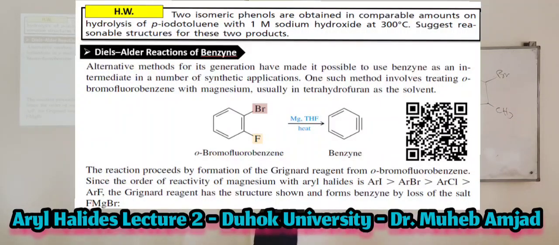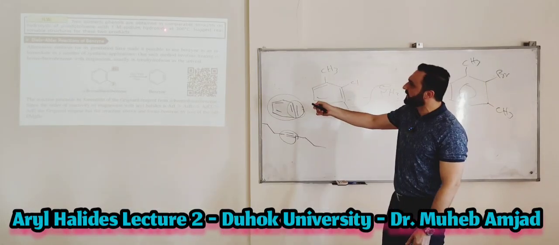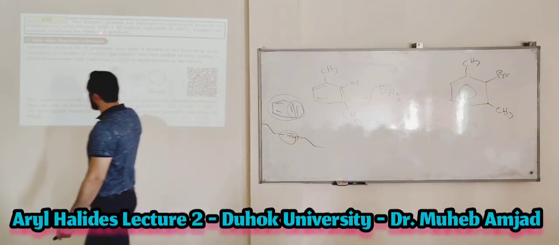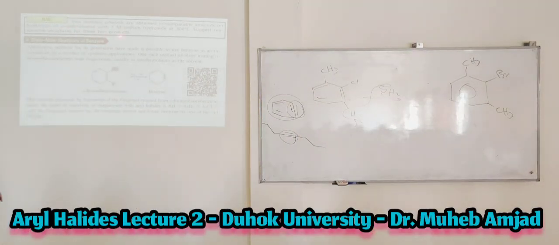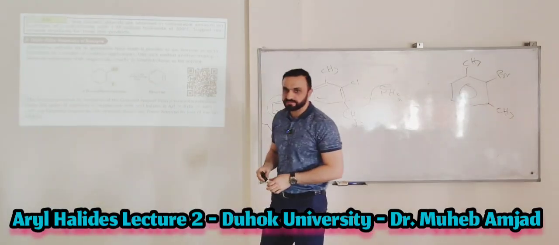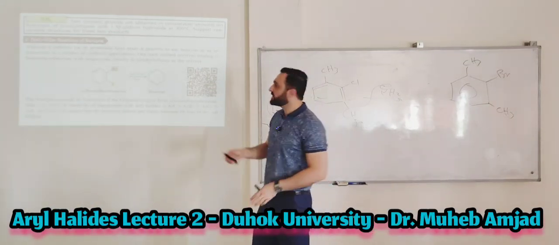Homework 2. Two isomeric phenols are obtained in comparable amounts on hydrolysis of para-iodotoluene with 1 molar sodium hydroxide at high temperature. Which two isomers are formed? This is homework for you. Why are two isomers formed? This is the homework. Okay? Do you understand until here?